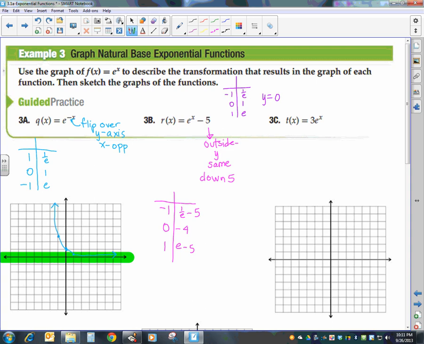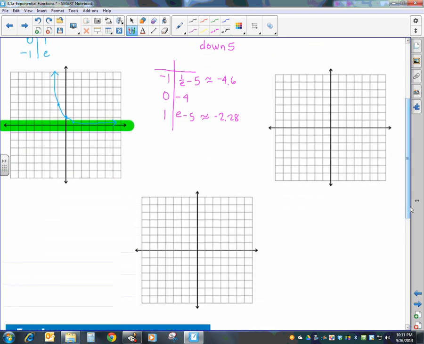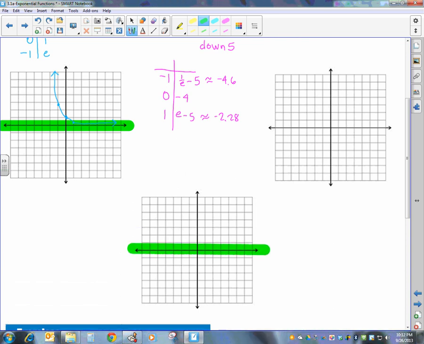Now we write it like that, but we have to have some idea of how to graph it. So just put it in your calculator, and you'll find that this is about -4.6, and e minus 5 is about -2.28. So when I graph it, I'm going to use my decimal approximations. I'm going to put my asymptote, and at -1, I have -4.6.